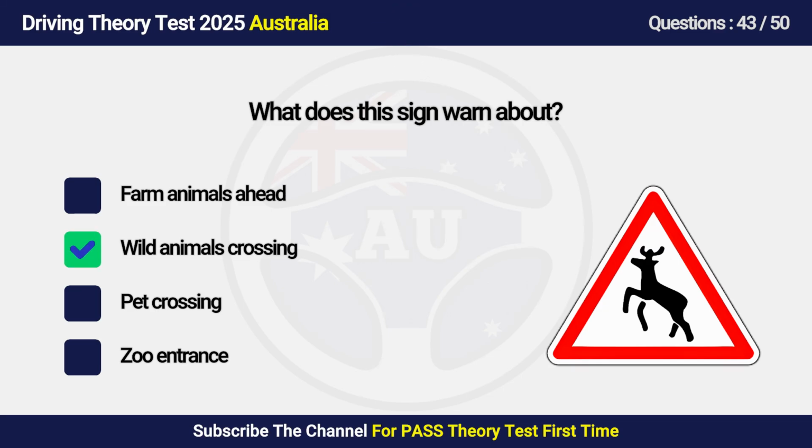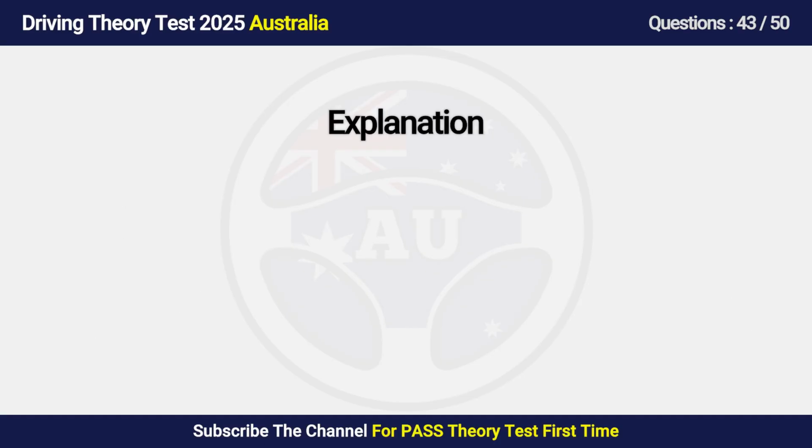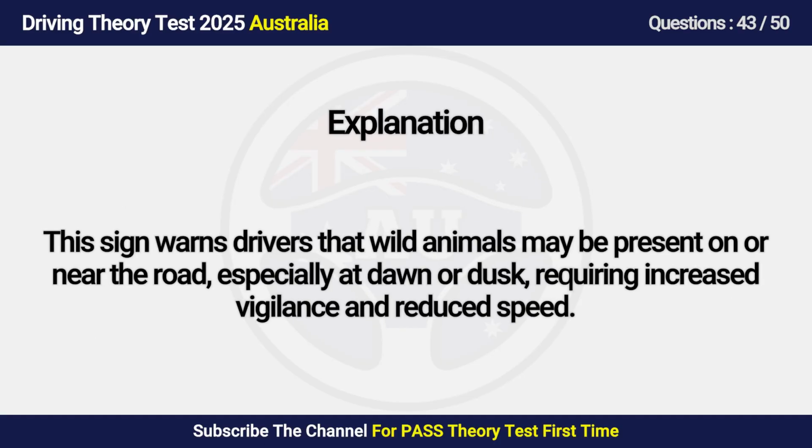Answer is B. Wild animals crossing. This sign warns drivers that wild animals may be present on or near the road, especially at dawn or dusk, requiring increased vigilance and reduced speed.